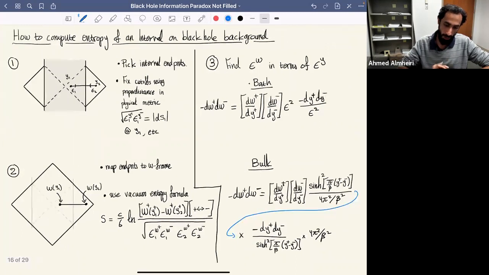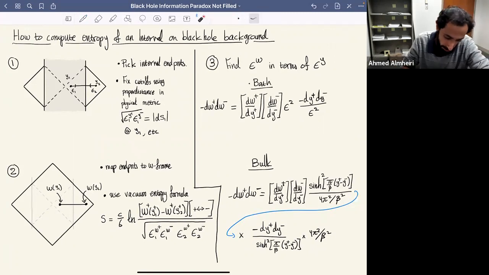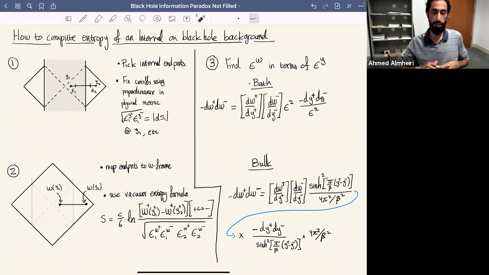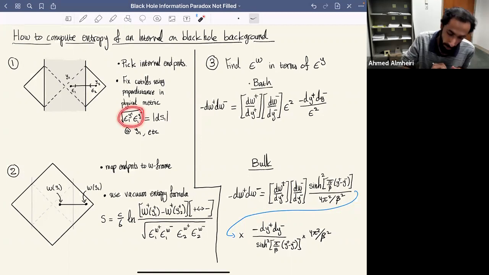So let's discuss computing the entropy of an interval on the black hole background. Let's consider an interval that starts in the black hole region and ends in the bath region. So the first step is to pick the interval, to pick the endpoints. Another thing you need to do as part of the first step is to fix your cutoffs. You need to define a physical cutoff, and the invariant thing to consider is the proper distance in the physical metric. So here's the cutoff at 0.1.